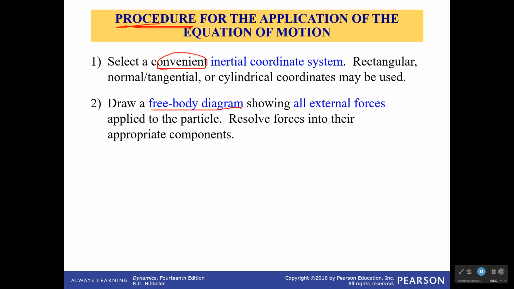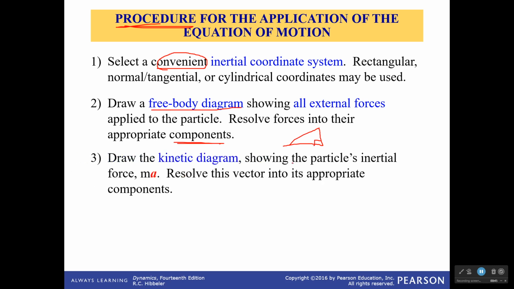Second, draw that free body diagram showing all external forces, none of the internal ones, that are applied to the particles. And you want to break them into components. Remember triangles. Forces are just triangles. Then draw a kinetic diagram. I honestly hate this. If you don't want to do it, don't do it. It just helps you figure out what direction acceleration is going to go.